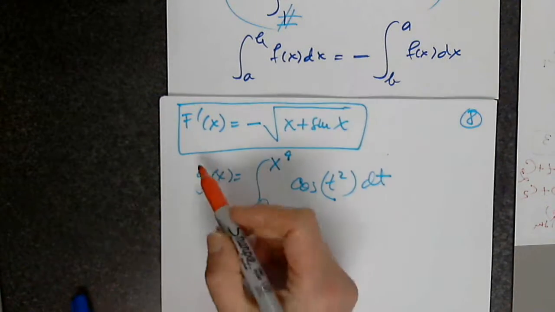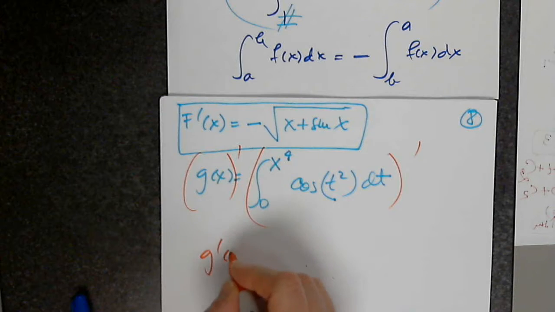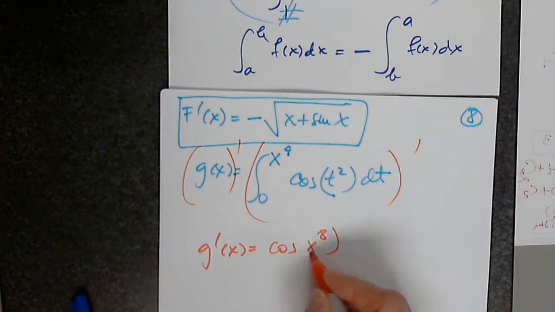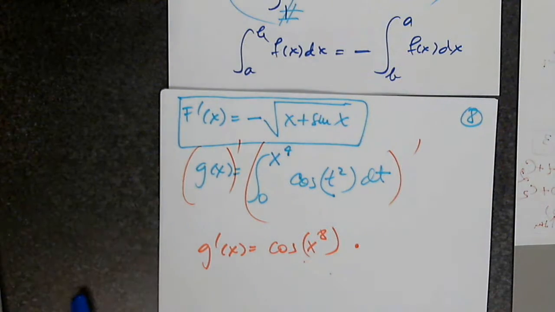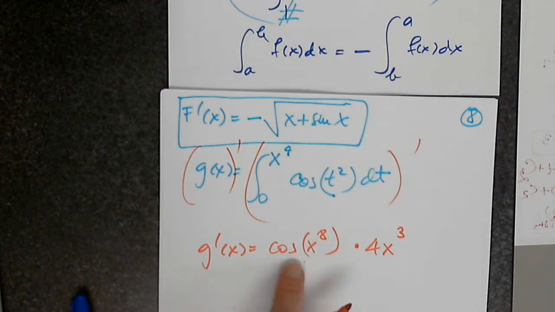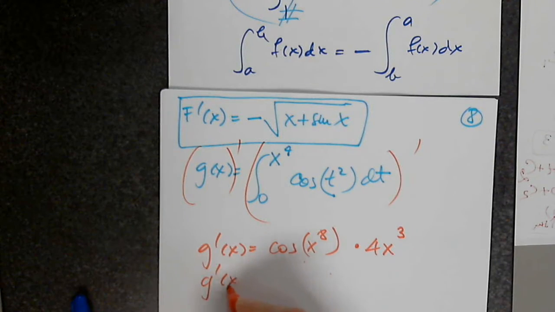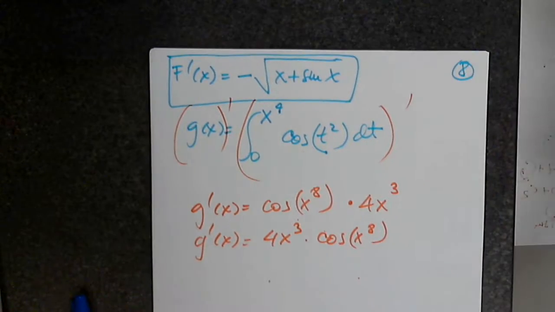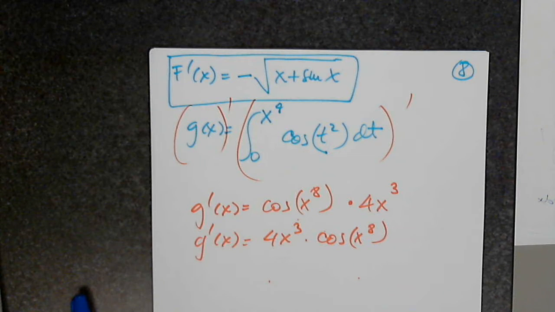So when I differentiate both sides, what will I write? G prime of x equals? Cosine x to the 8th. Very good. And 4x, I'm going to put it in front not to be confused. So G prime of x is 4x to the 3rd times cosine x to the 8th. Excellent. I have to use the chain rule because I'm putting in a function that I differentiate. I'm putting in a function, another function, so I have to differentiate.